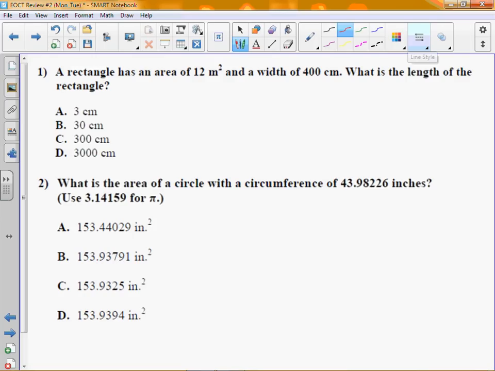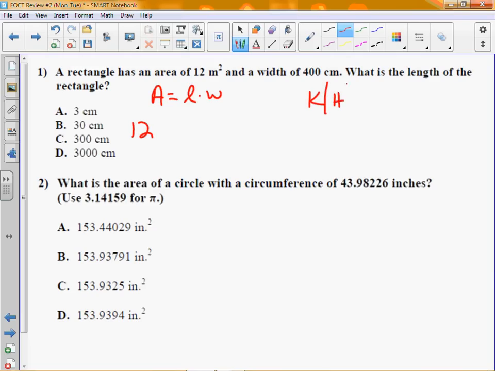So what's the formula I'm going to use? What's area equal to of a rectangle? Length times width. Okay, so I got area equals length times width. If you write 12 right there, guys, it's going to cause a problem for you because it's not 12 square centimeters. So the first thing I need to do is change that 12 square meters to centimeters.